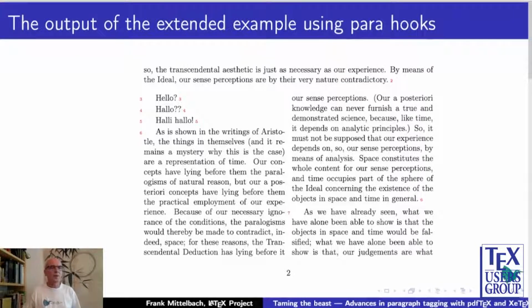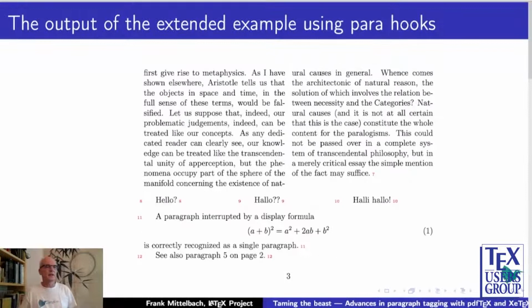If you remember, we put the label into Hallihallo, so this is inside paragraph number 5. And if we come to the third paragraph, you can see that the equation interrupts the paragraph, but the paragraph is correctly labeled completely as number 11. And you can also see that the label mechanism is working. We have a reference to paragraph 5 on page 2 at the bottom.